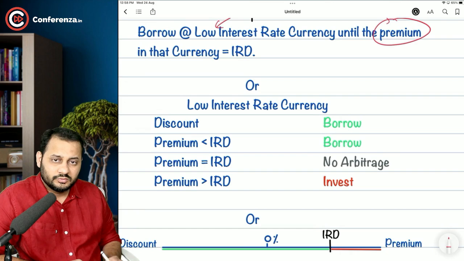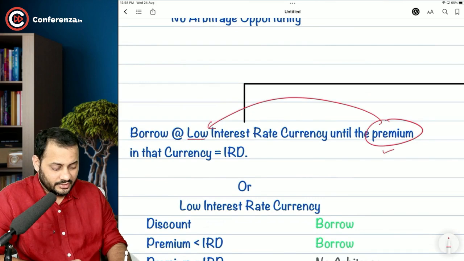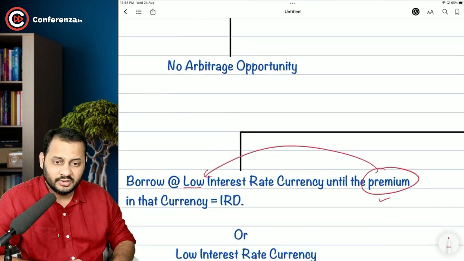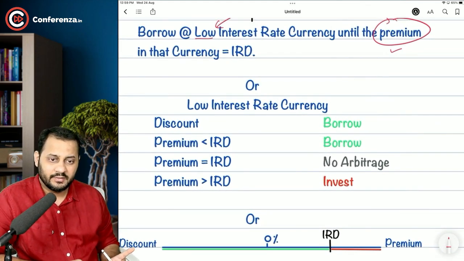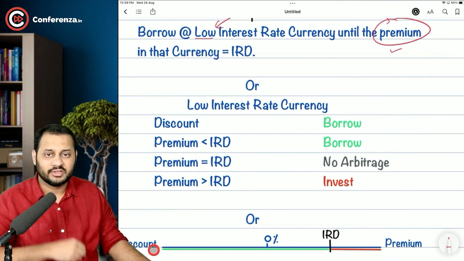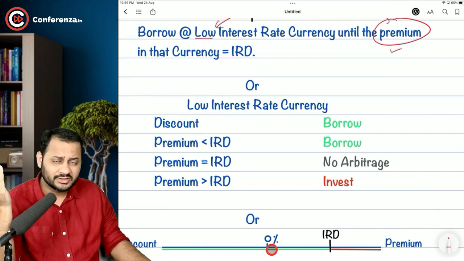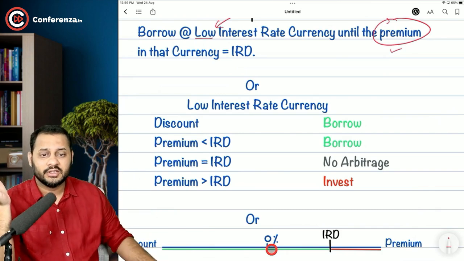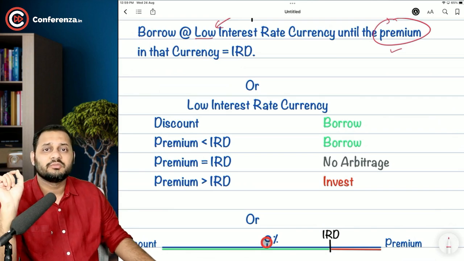Now, if we think from the low interest currency point of view, you have to remember that it should be at a premium, and the premium should be equal to the interest rate differential. If we create a timeline like this and put discount on this side and premium on the other side, the center will be 0. If there is no premium or discount in the currency, let's say the spot rate is 50 and the forward rate is also 50, then the premium and discount will be 0, right? In that case also arbitrage is possible.